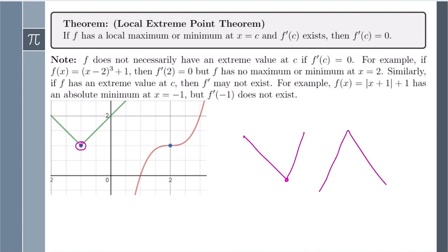If you have the absolute value function in the other direction, then you have a local max, but the derivative does not exist. So basically, local max and min could occur at a point where the derivative does not exist and where the derivative is zero. Again, it does not guarantee anything when the derivative is zero. We have to do other tests to confirm that there is a local max or min.